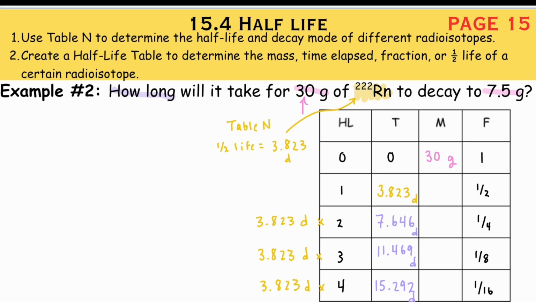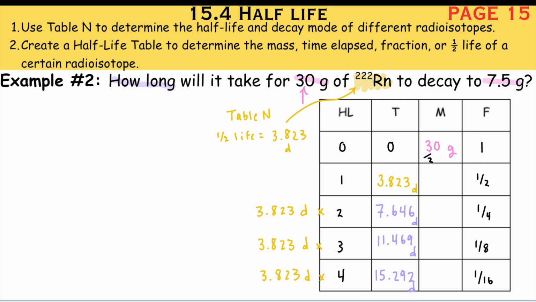To work down our mass column, we start out with the original sample of 30 grams, and each half-life it's going to reduce in half. 30 divided by 2 is 15. 15 divided by 2 is 7.5. 7.5 divided by 2 is 3.75, and 3.75 divided by 2 is 1.875. We could have stopped here if you notice that we didn't have to do any more. So sometimes you'll start to notice that you don't have to fill out the entire table to find your answer.